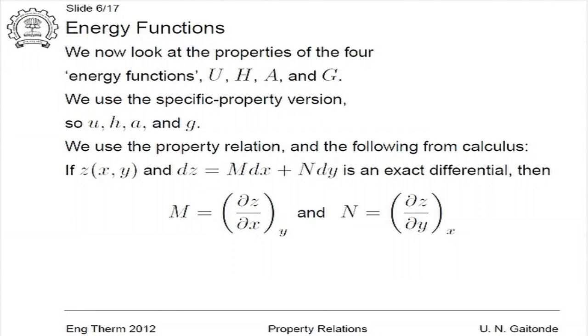And we will be using the following identities from calculus of partial differentials. We will say that if z is a smooth function of x and y, smooth means the first and second derivatives are defined. And if the differential dz, M dx plus N dy, is an exact differential, if z is a function, then dz will be an exact differential. If it is expressed in the form M dx plus N dy, then M must be partial of z with respect to x at constant y and N should be partial of z with respect to y at constant x.